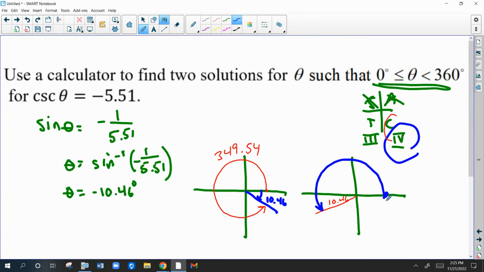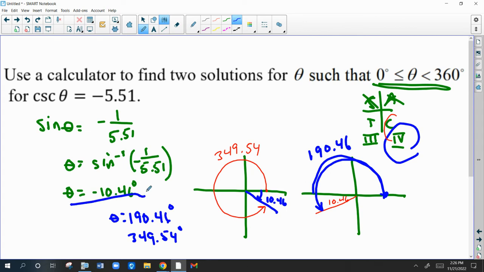So to measure this one, we're not going to do 360 minus anything. We know from here to here is 180. So we just have to add 10.46 more. So that's 190.46. So our two solutions here are 190.46 degrees and 349.54 degrees. Those are the two angles between 0 and 360. Now, you could say negative 10.46 is also a solution, and it is, but it's not within the range they asked.